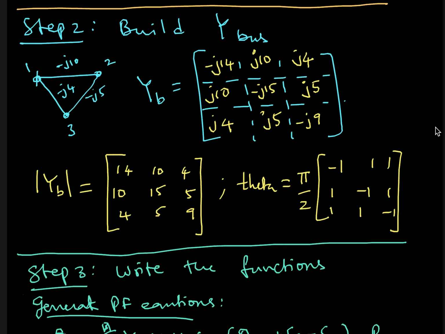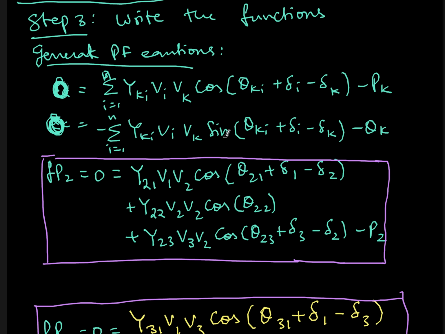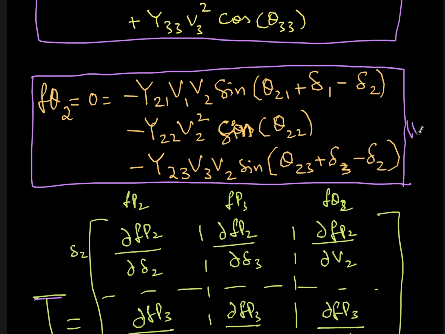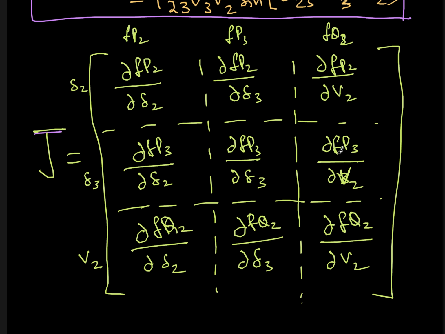And before that, we are just building a y bus and then separating it into the magnitudes and thetas. And then going down, I am writing the generalized functions. And then from the generalized functions, I will get the first function. So let's denote it as function 1, function 2 and function 3. So these 3 functions I will differentiate one by one and then I will get the elements of J matrix. So this I will do in the continuation video.